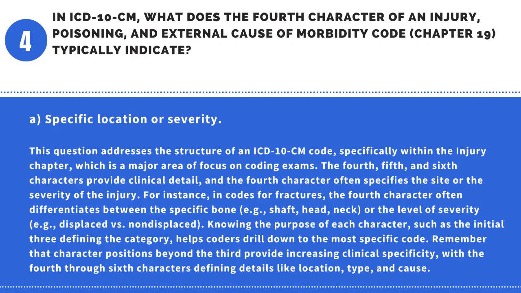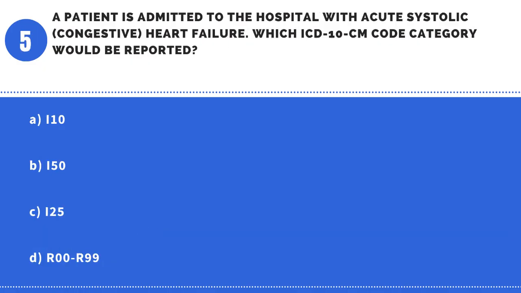Knowing the purpose of each character, such as the initial three defining the category, helps coders drill down to the most specific code. Remember that character positions beyond the third provide increasing clinical specificity, with the fourth through sixth characters defining details like location, type, and cause. Question 5. A patient is admitted to the hospital with acute systolic congestive heart failure. Which ICD-10-CM code category would be reported?